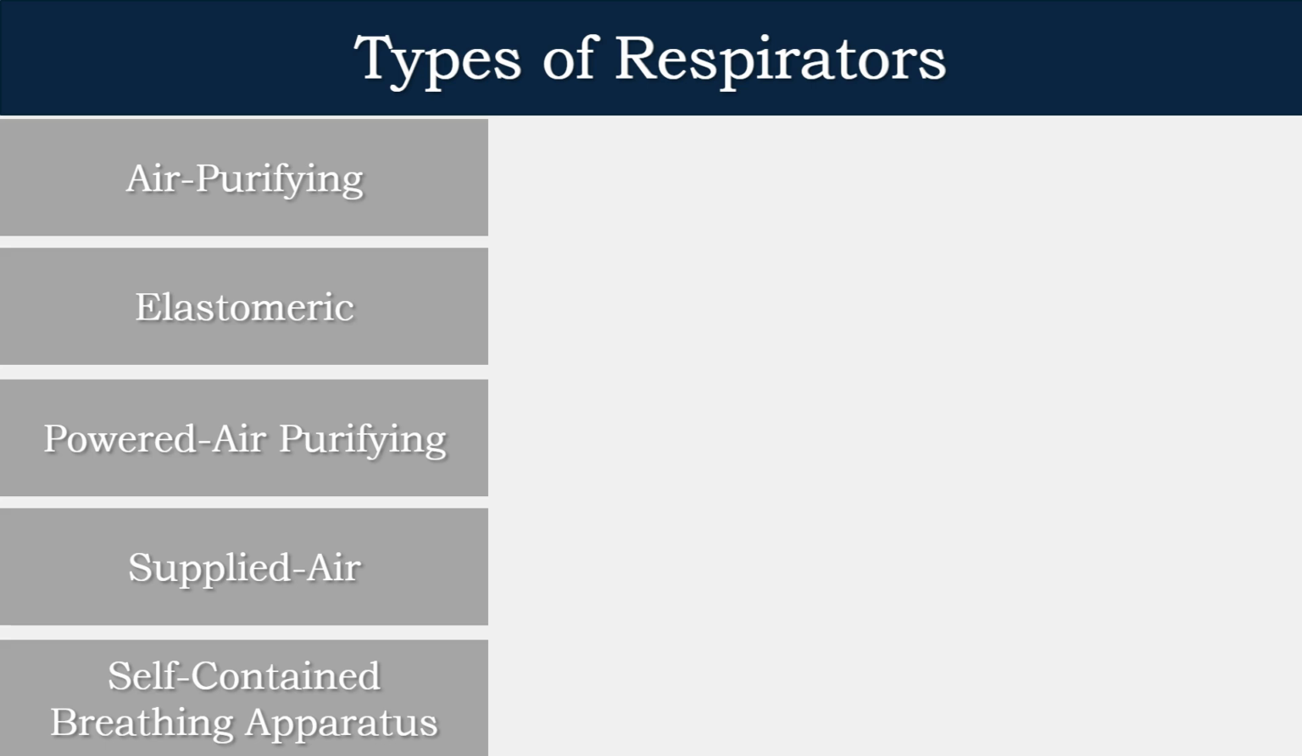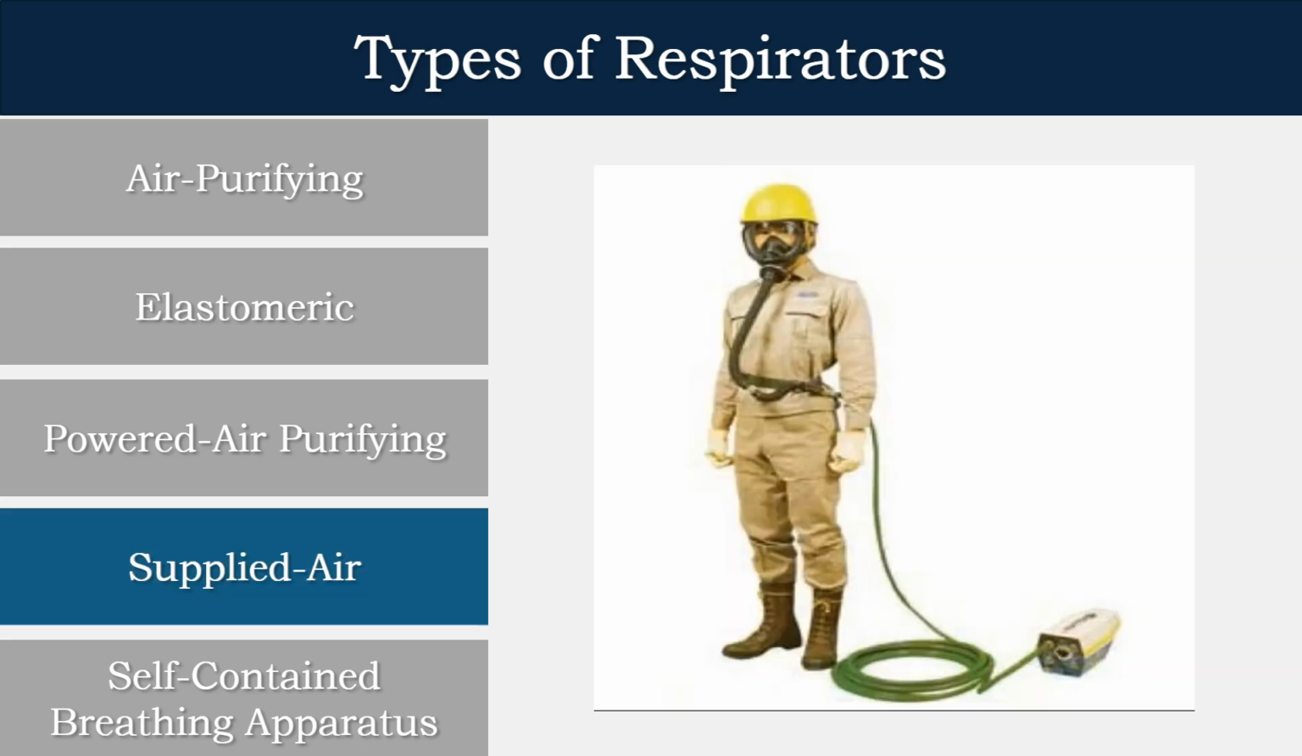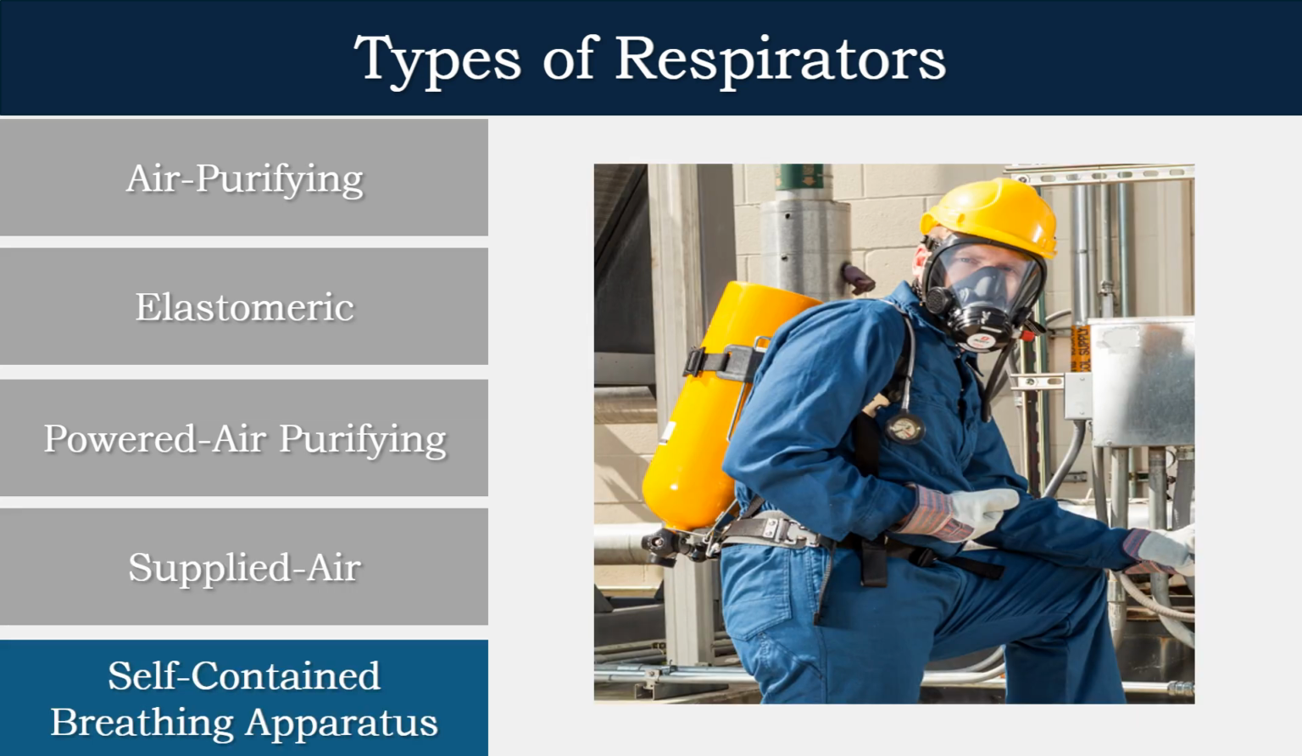And there are two types of atmosphere-supplying respirators that provide clean air from an independent source. The first is supplied air respirators, or SARs. These provide air through a hose from a stationary source, like a compressor or air cylinder, allowing for extended use in suitable environments. And the second is self-contained breathing apparatus, or SCBA. These units have a portable air supply tank, offering mobility to the user.